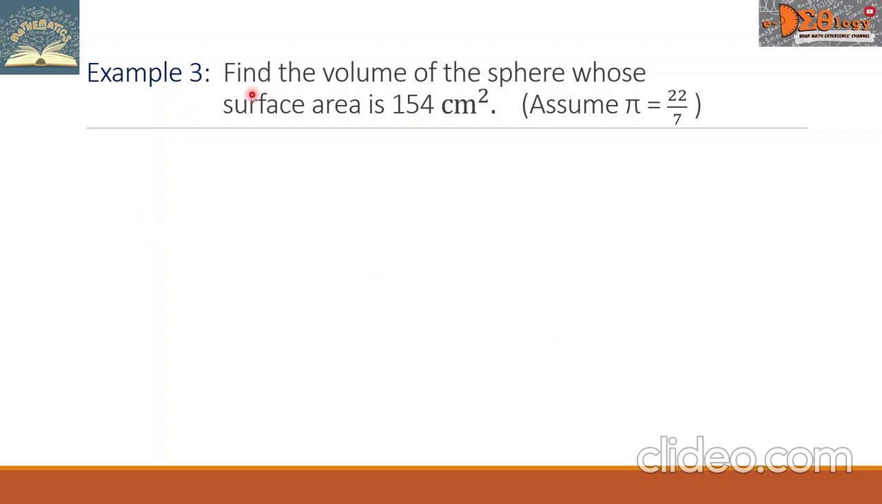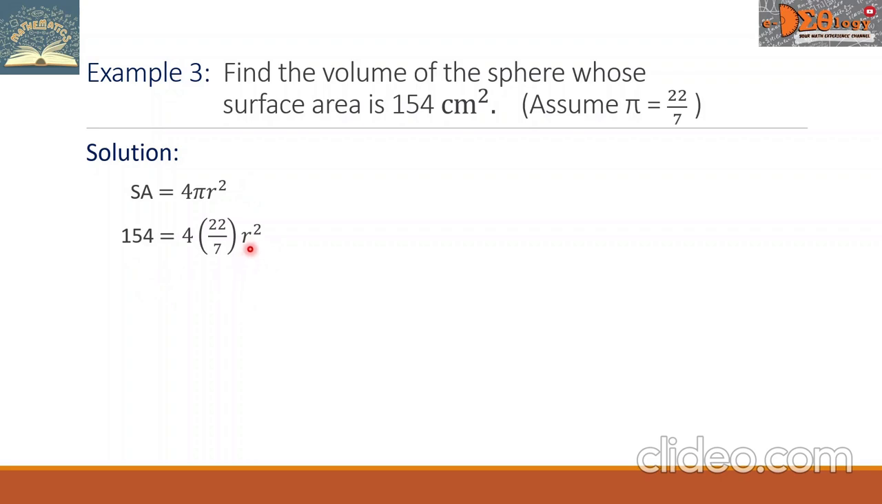Example 3. Find the volume of the sphere whose surface area is 154 square centimeters. Assume pi equals 22 over 7. We write the surface area formula, 4 times pi times r square. Then let us substitute the corresponding values. SA, the surface area, is given as 154 equals, we copy the number 4, the pi becomes 22 over 7, then r square we simply copy down here.